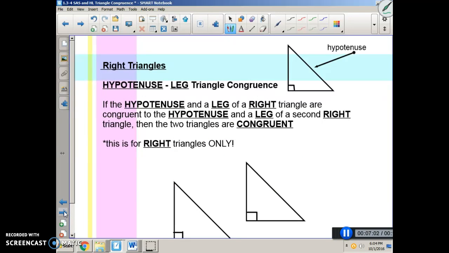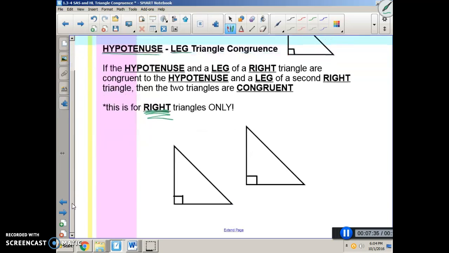Now, the other one we're doing is HL. HL is special for just right triangles, and you'll see why, because it stands for hypotenuse leg. Those things only occur in right triangles, so you can only use it with right triangles. Don't use them for non-right triangles, you're coming up with stuff out of thin air then. If the hypotenuse and a leg of a right triangle are congruent to the hypotenuse and a leg of a second right triangle, then the two are congruent, hence HL. And again, it's only for right triangles. They get special privileges with this one.